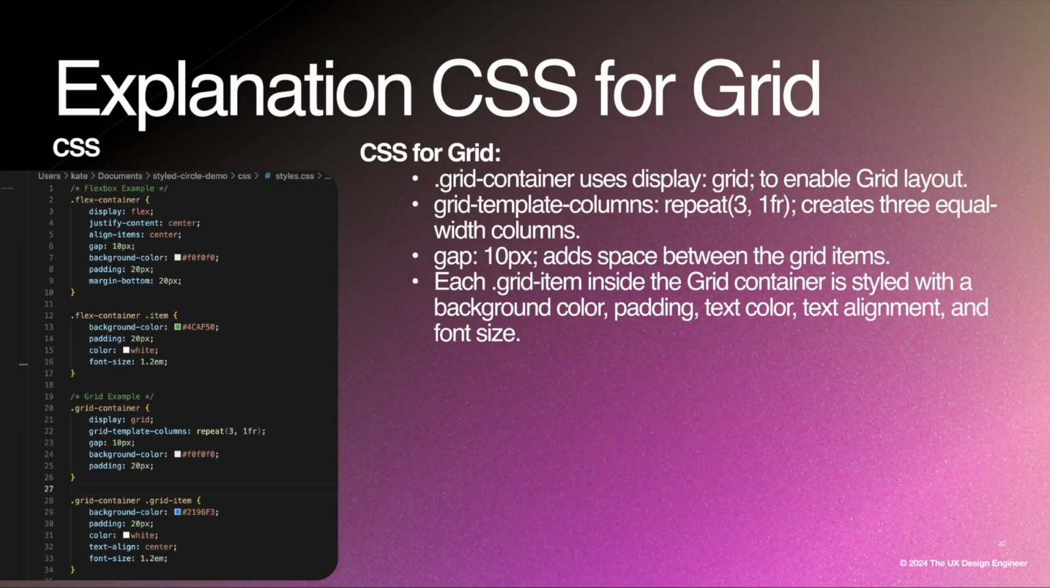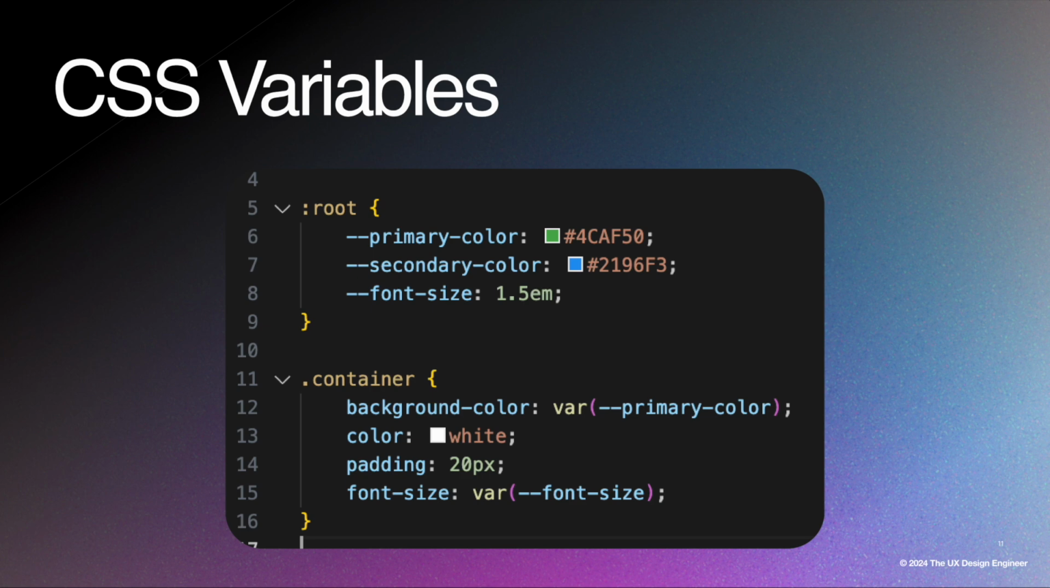For the CSS grid, .grid-container uses display: grid to enable grid layout, and grid-template-columns: repeat(3, 1fr), for example, creates 3 equal width columns, and gap: 10px adds space between the grid items. Each .grid-item inside the grid container is styled with a background color, padding, text color, text alignment, and font size.